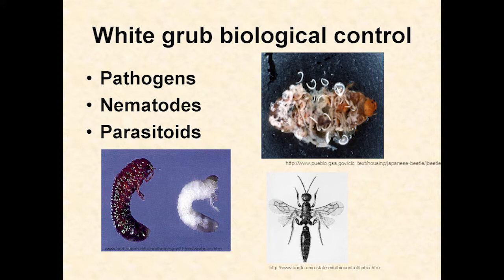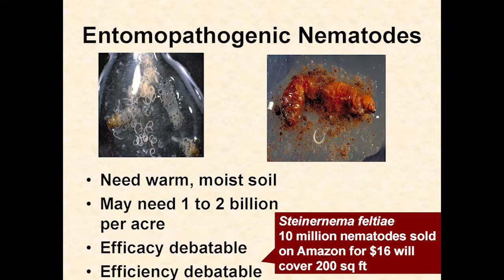There's already these biological controls working for you. And if they killed half of the Japanese beetles, it wouldn't be enough. So we need something that gets us to more than half.